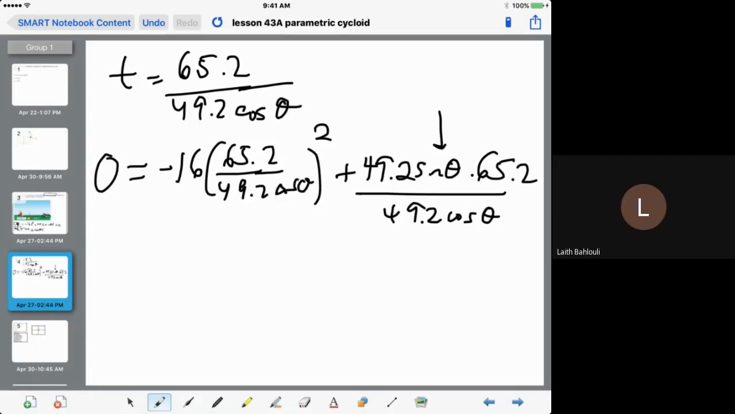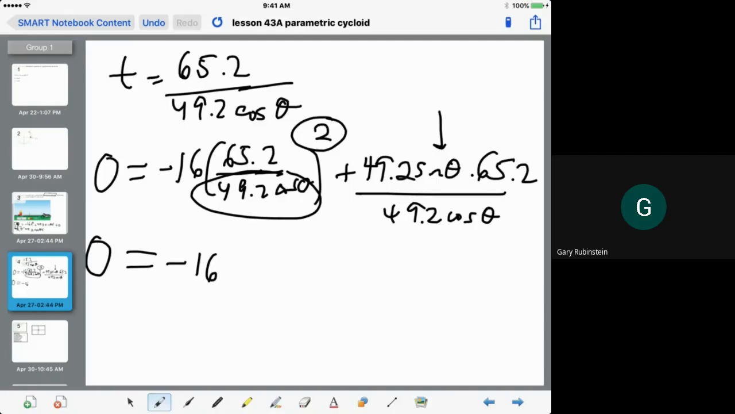There's going to be something actually even easier than that. It is going to be to multiply both sides of this equation by 49.2 cosine theta squared. See how this denominator and this squared here? If I were to multiply both sides of the equation by 49.2 times cosine squared theta, the left side would still be 0, because 0 times anything is still 0. But the right side would turn into minus 16 times 65.2 squared.